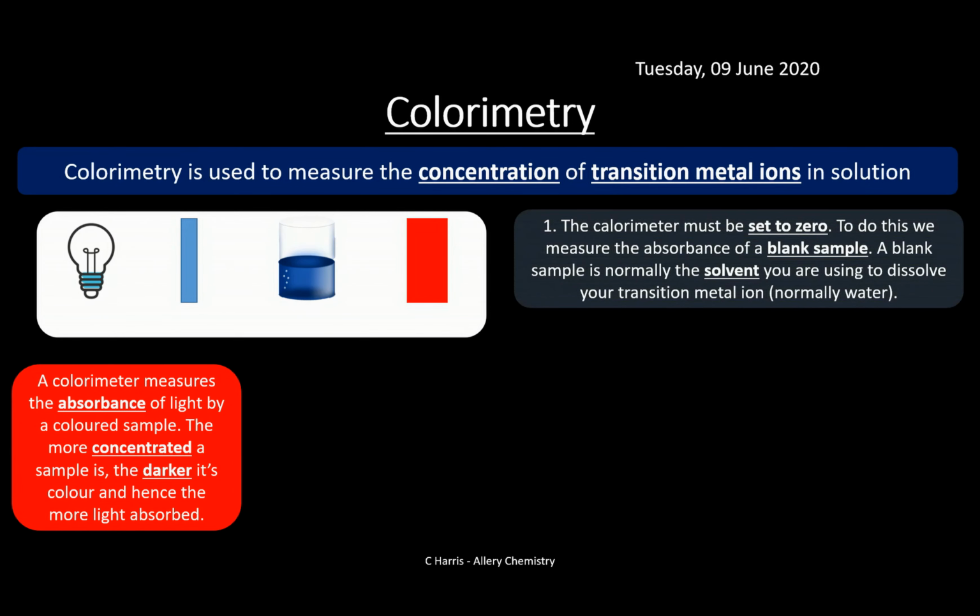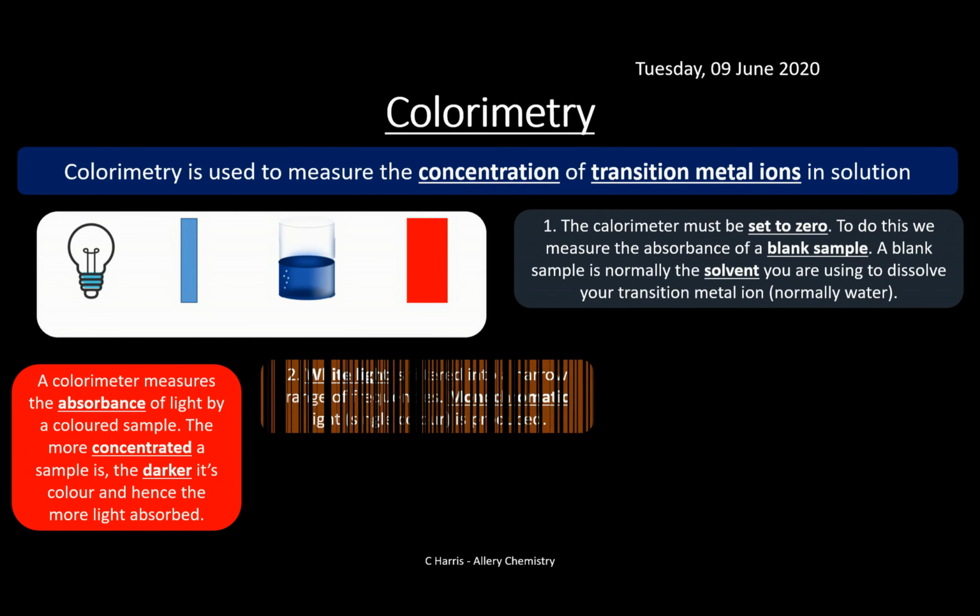So the first thing is the colorimeter, that's not calorimeter, that should be colorimeter, okay? So the colorimeter must be set to 0, and to do this, we measure the absorbance of a blank sample. The blank sample is normally the solvent we're using to dissolve a transition metal ion in, so that might be water, for example. So we shine the light through, and we take a 0, so we know that any absorbance has got to be because of the substance, the transition metal, rather than the solvent. Okay, so that allows us to do that.